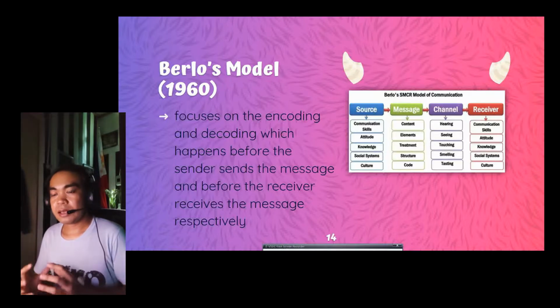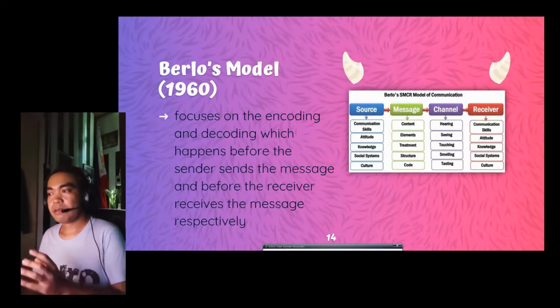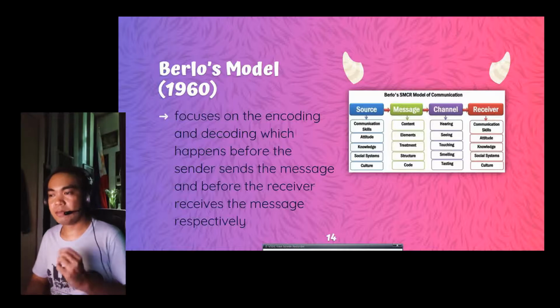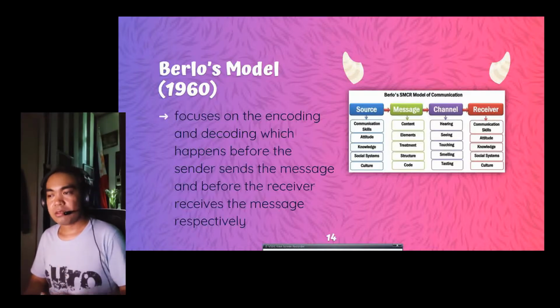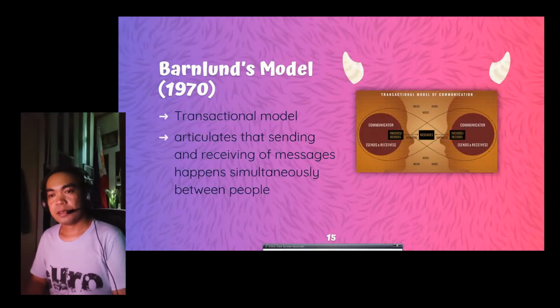So the message is what has to be delivered. It has to have complete content, correct elements, proper treatment, correct structure, and proper coding. And then it has to pass through the correct channel in order for the receiver to understand it the way the source wanted it to be understood. Again, we must consider that the source and the receiver should have the same communication skills, attitude, knowledge, social system, and be from the same culture. Next, we have Barnlund's model. This is the first model here that falls under the transactional type of model.